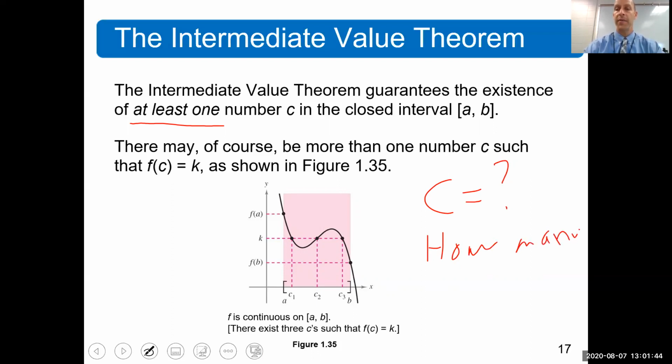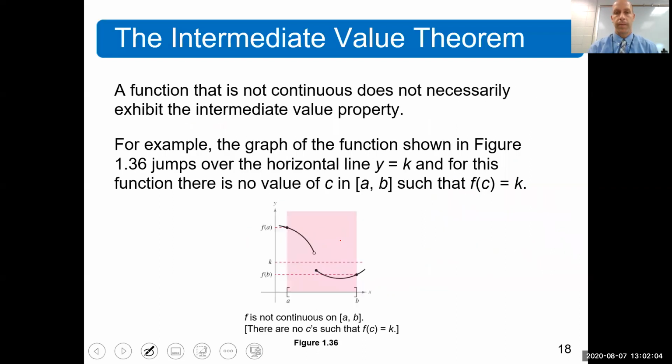Could be multiple times. So for example, if we look at this curve in this diagram, the k value here is whatever it is, let's just leave it as k. We can see that from a to b, it hit that value of k three times. The intermediate value theorem does not apply if we have a discontinuity. So again, if it's not continuous, you could have skipped over some values.